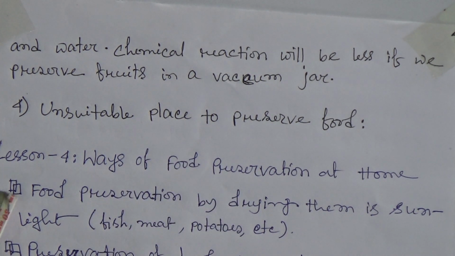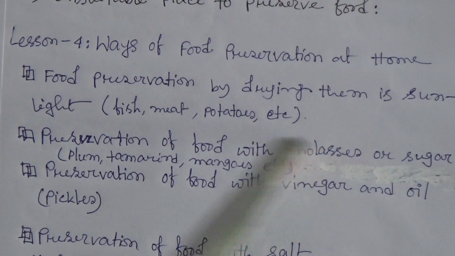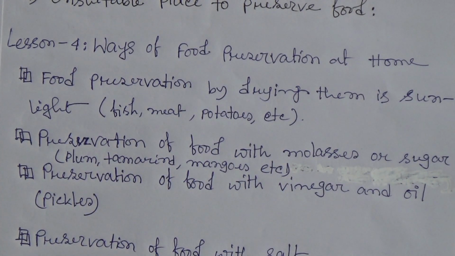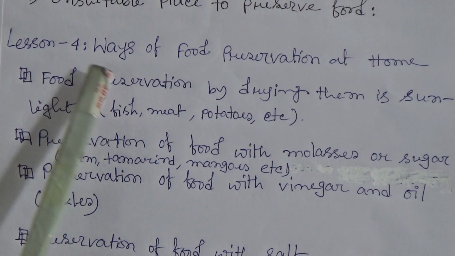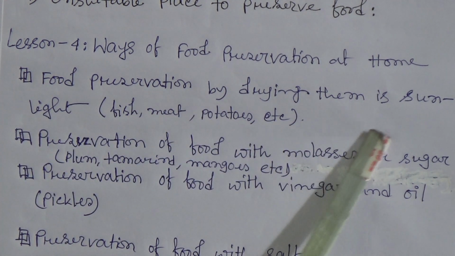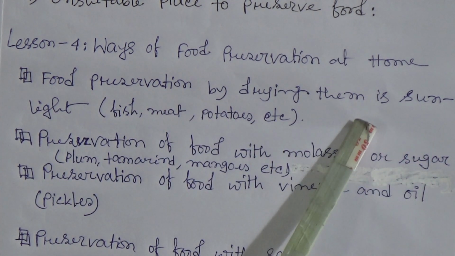Now this is lesson 4, ways of food preservation at home. It means how can we preserve the food at our home. There are some ways, there are some processes. The first one, food preservation by drying them in sunlight.